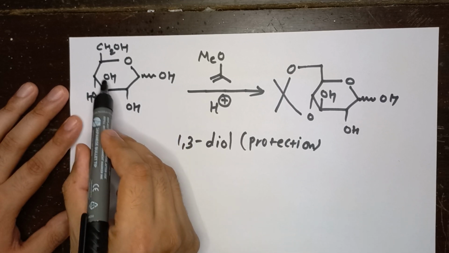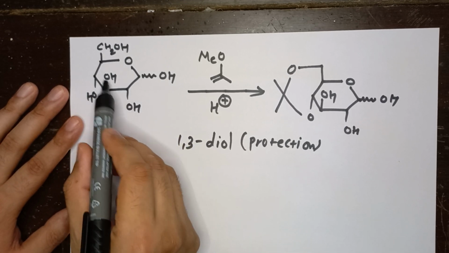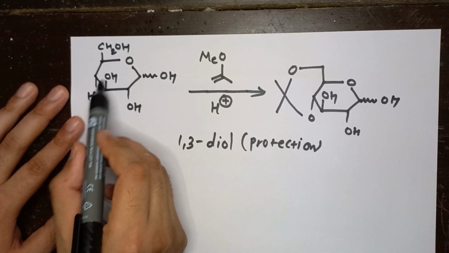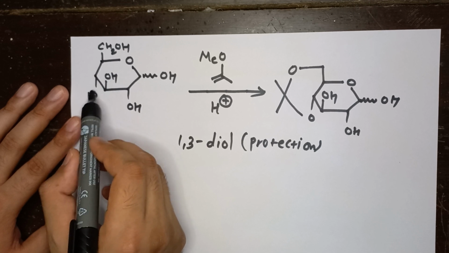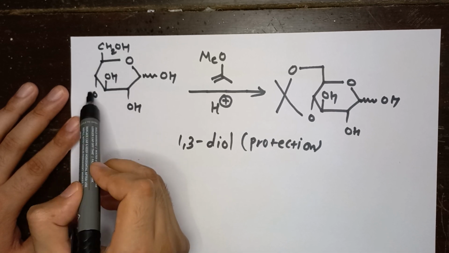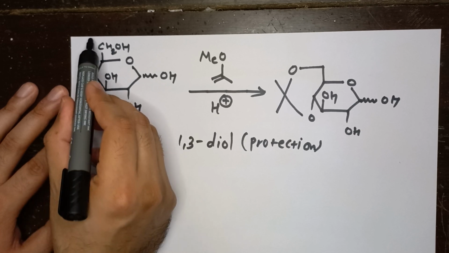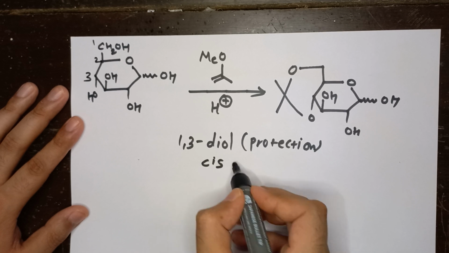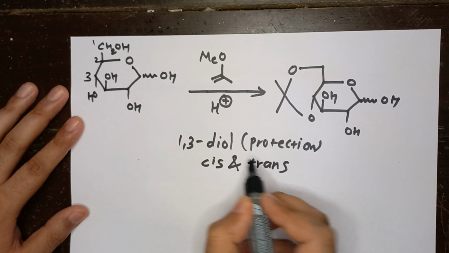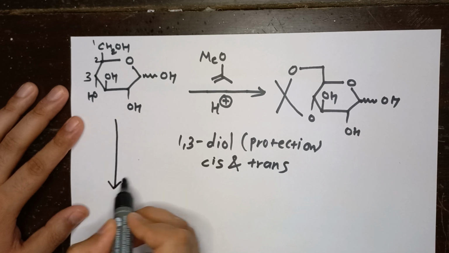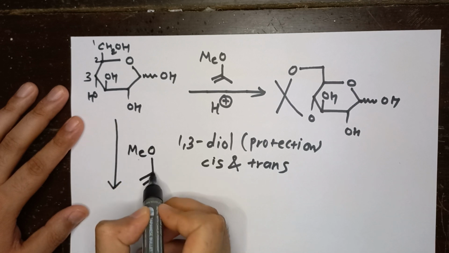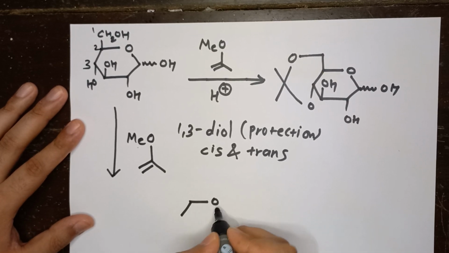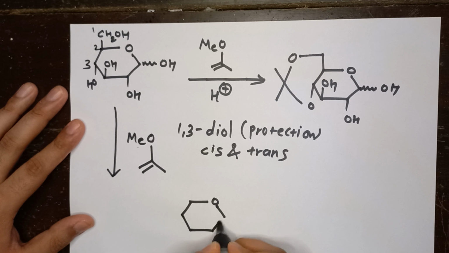These two OH cannot be protected because they are trans to each other, right? These two OH cannot be protected because they are again trans to each other. And these two OH are at the 1,3 position: 1, 2 and 3. And a 1,3-diol can be protected in cis and trans fashion. So let's go ahead and simply protect it. And guess what? This is the product, the product we are looking for.